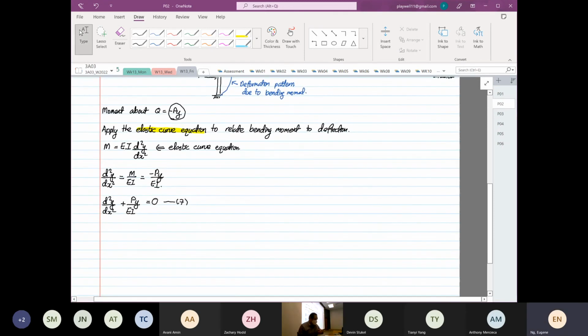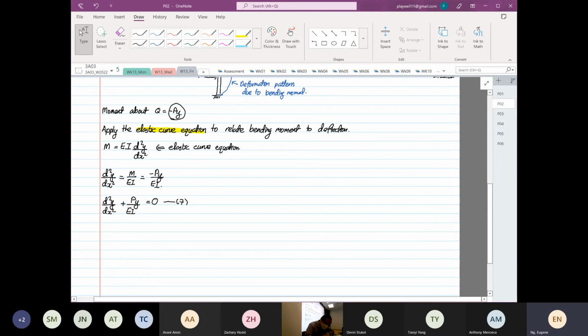So can you solve equation 7? It's straightforward for you guys, yes or no? Right? When did you all learn the second order homogeneous equation? You all learned that already, yes or no? Recently, yes or no? Right?